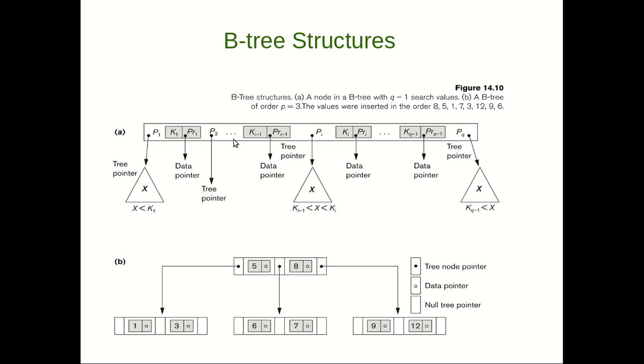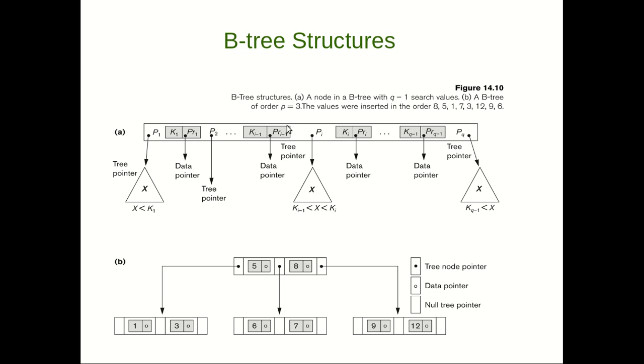Now in the case of any root or intermediate node, the structure is like this: P1 up to PQ, Q number of tree pointers, and Q minus 1 number of data values. Data value here means data value and associated data pointer. The data pointer points to the block which contains this particular record.